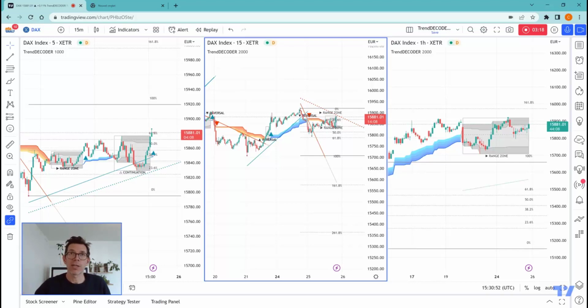So here you've got Trend DECODER running on those 3 time frames. I've chosen a very classic, not day trader style, but 5, 15, and 1 hour multi-time frame setup. Of course, it can be 1 hour, 4 hours, and a week. It's just the multiple factor between time frames which is important. So here you've got the Trend DECODERs running.